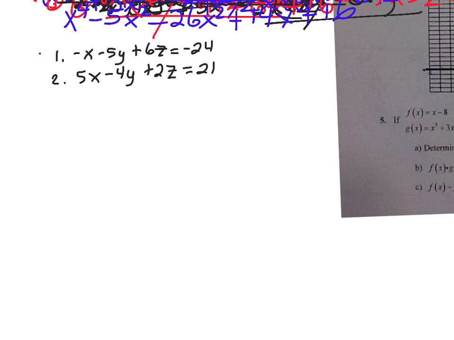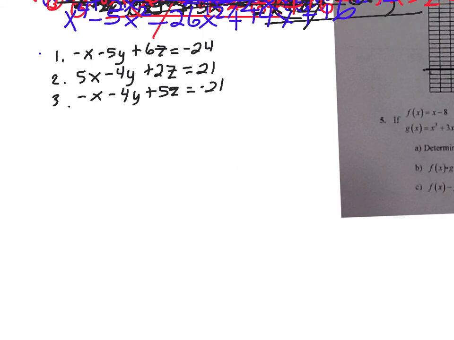Okay, so remember I said I like to label them. I'm going to write down the first equation: negative x minus 5y plus 6z equals negative 24. And we have equation 2, which is 5x minus 4y plus 2z equals 21. And the third equation is negative x minus 4y plus 5z equals negative 21.